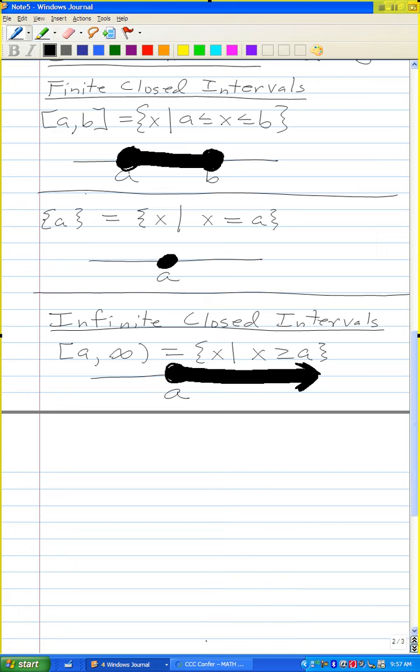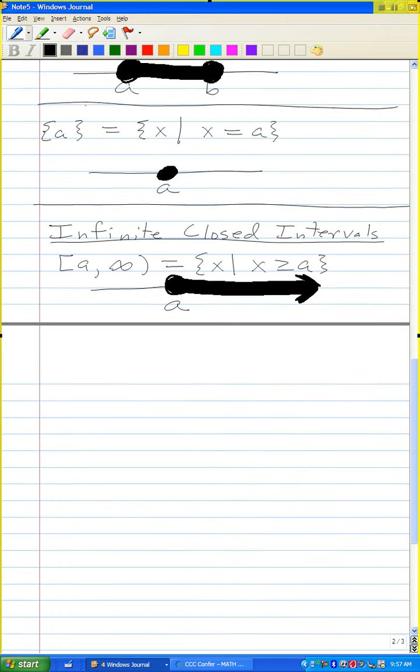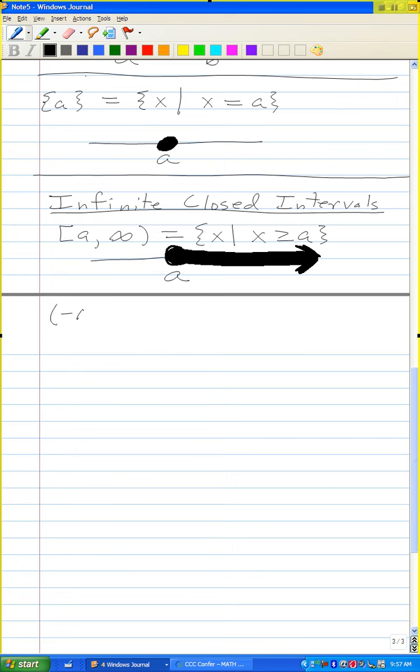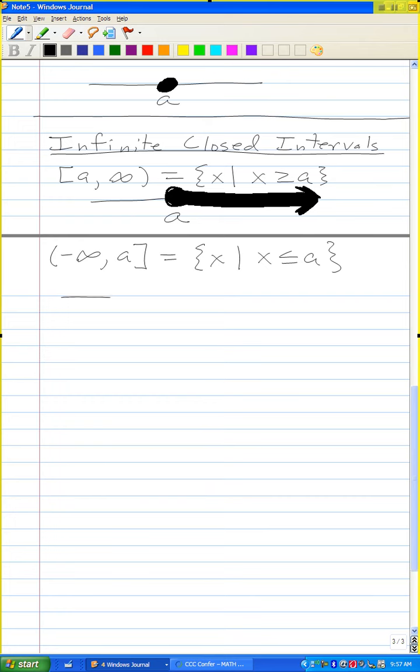Okay. Next, the interval from negative infinity to A. So it's the set of all x's that are less than or equal to A. So it includes A, and includes everything less than or equal to that.